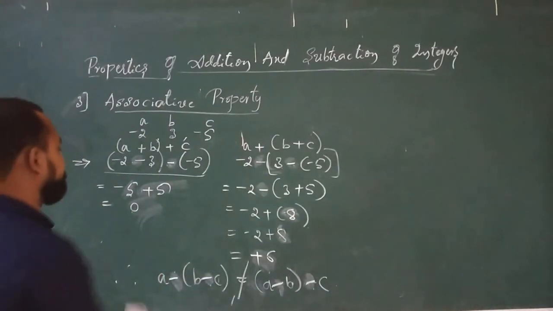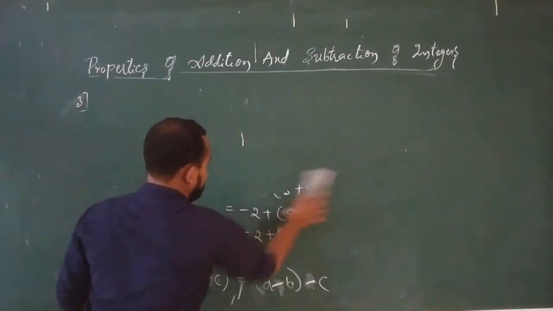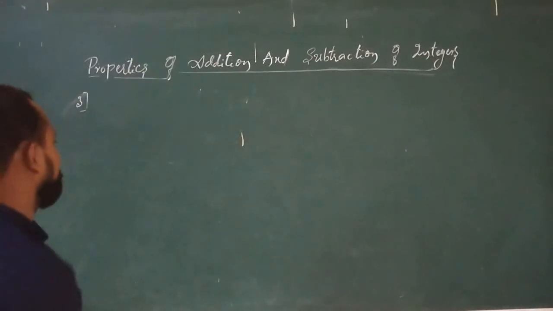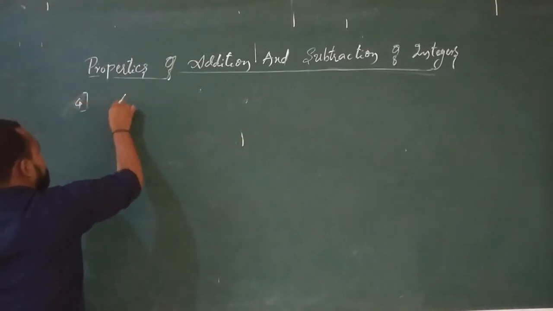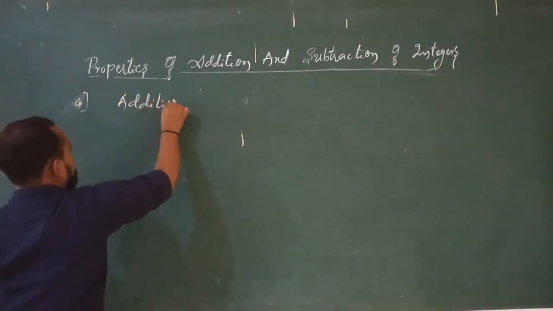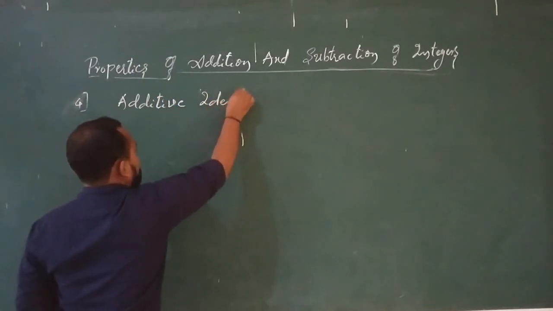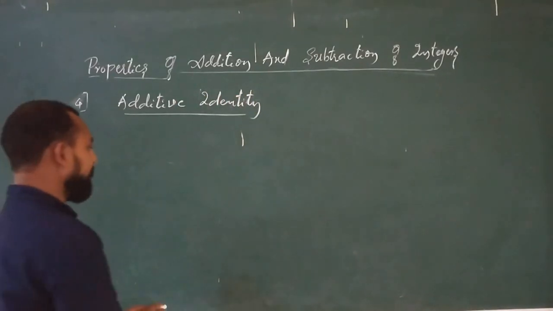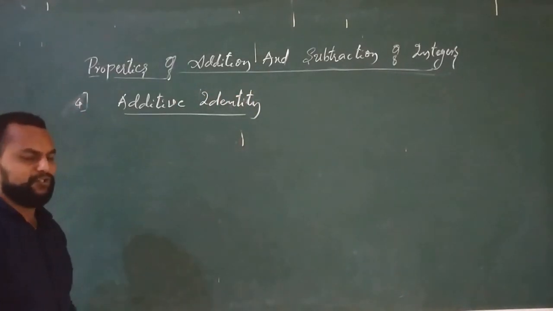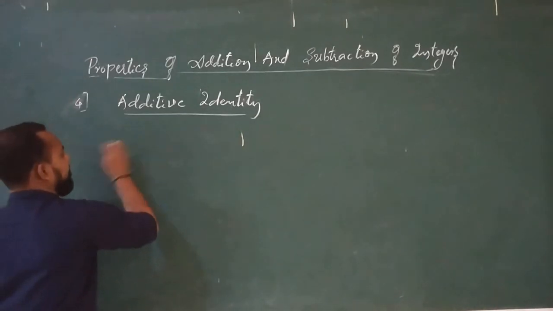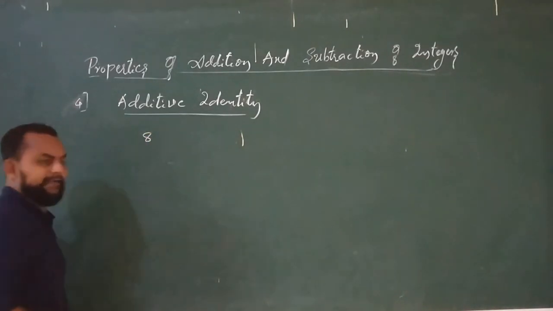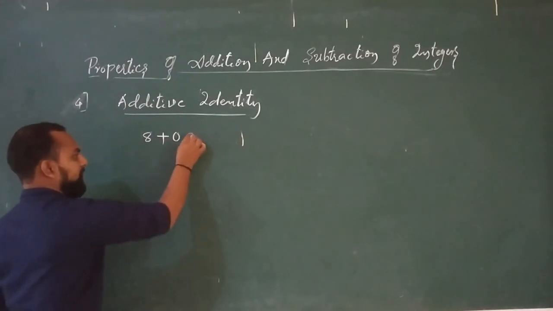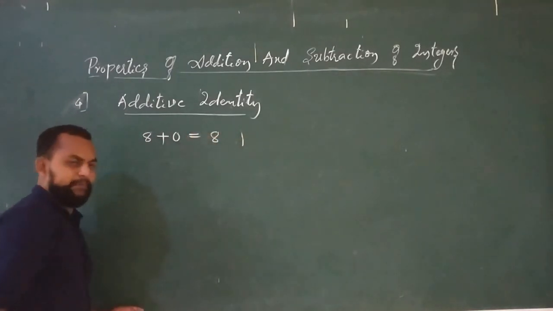Okay, the next one is additive identity. The fourth one is additive identity. Okay, when we add a 0 to a whole number, any number. Take 8, for example. The 8 is a whole number. Add a 0 to 8. Here 8 plus 0 is 8.